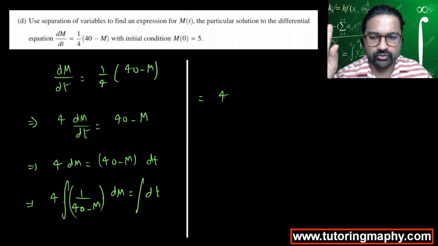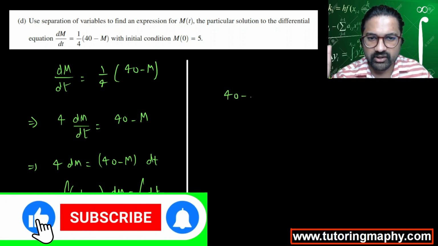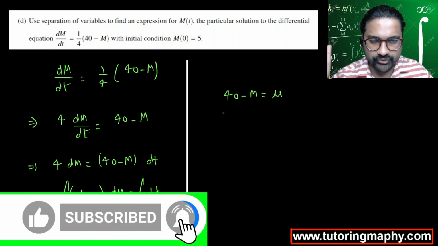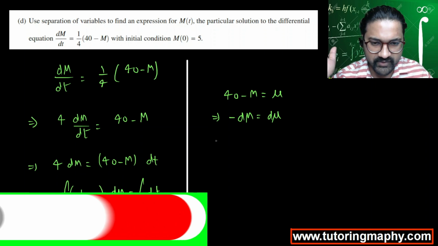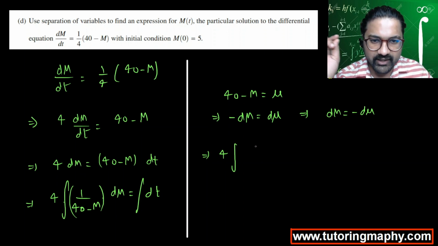But if you think you are getting a little bit confused, use a u substitution. It doesn't harm. So 4 minus m is u, which means that minus of dm is du, which means that the value of dm is negative of du. So the left side integration is going to look like 4 times dm will be replaced by negative of du over 40 minus m is just u, and dt is just dt.